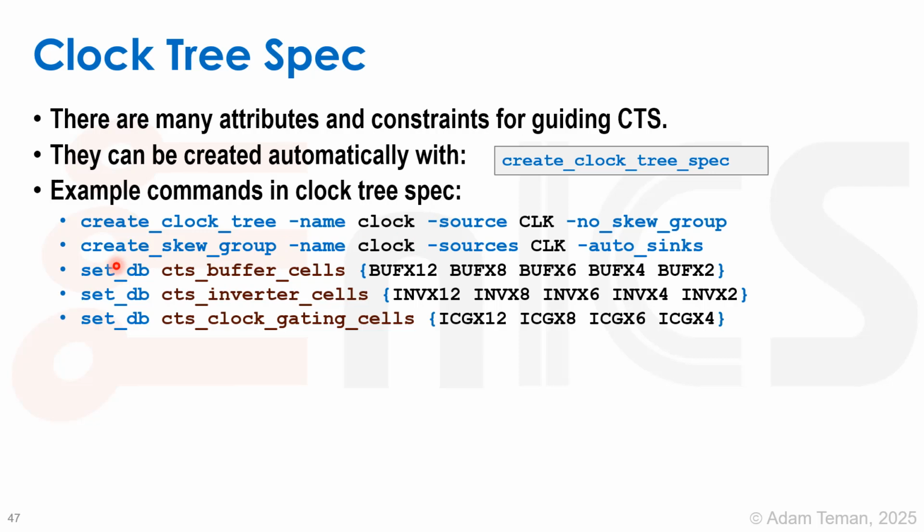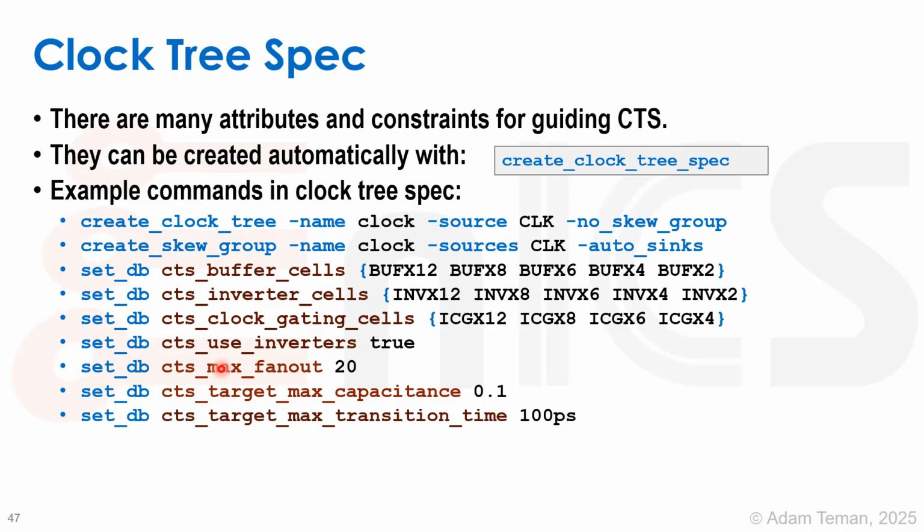Then there's all kinds of DB commands that we can do, like setDB CTS buffer cells, CTS inverter cells, CTS clock gating cells, where we provide a list of the cells that should be used in order to build the clock tree. And if you remember, we have these special clock cells which are balanced, and so we should be using them. There are all kinds of guidelines that I will go over later in how to actually populate these lists.